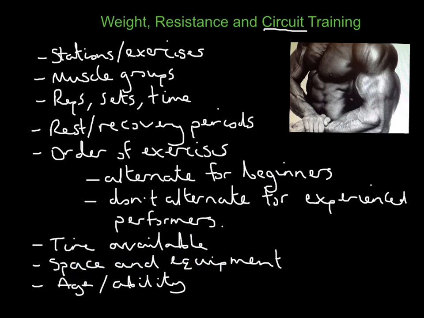You base it on the space and equipment that you've got available, and you base it on the age and ability of your performers. So I can't see how the mark scheme for circuit training is going to be that different to weight and resistance training. Again, it's going to be reading the question, and if it is, how do you set up a weight or a resistance training program? I can't see the answer being different to that needed for a circuit training program. So you need to know all of these factors so that you could set up a program effectively for a performer.